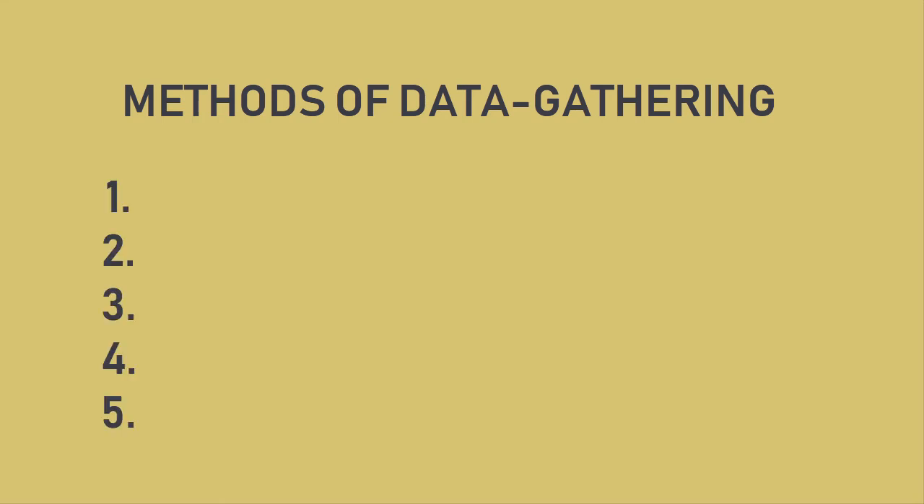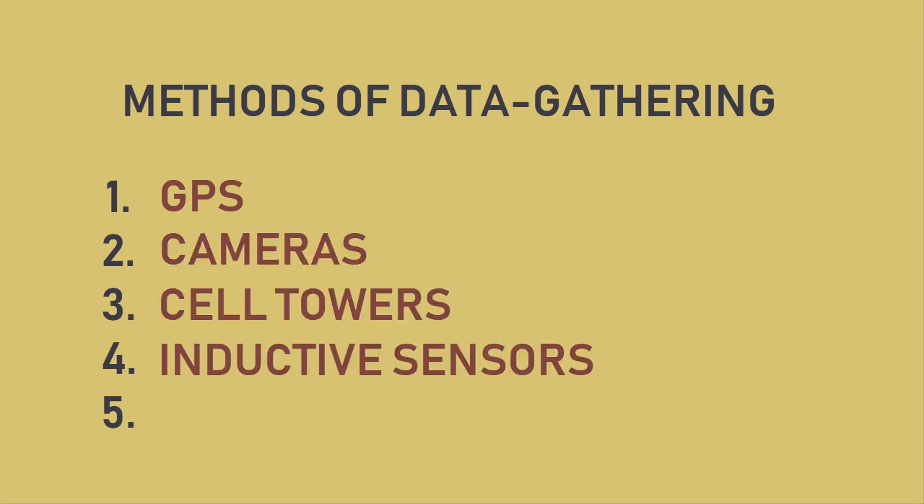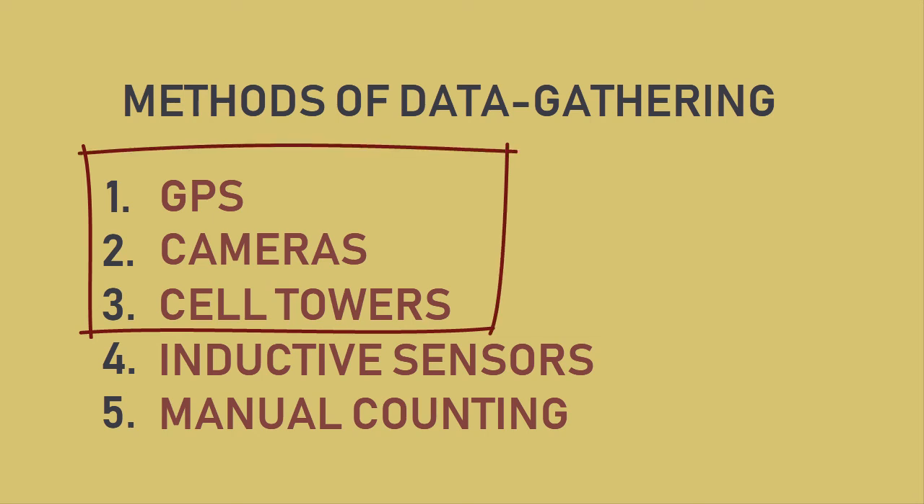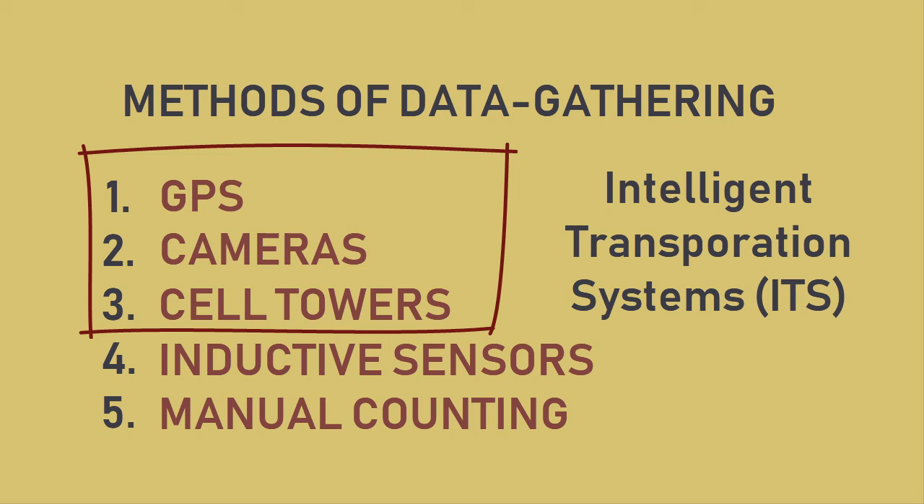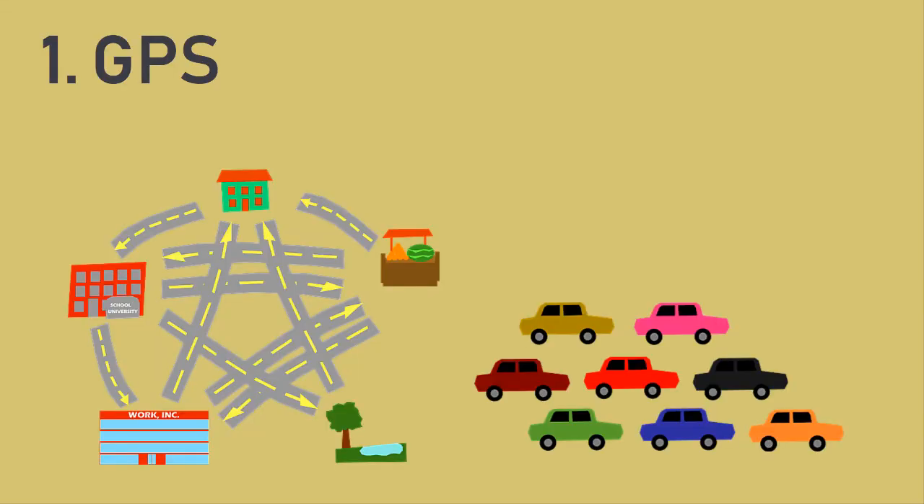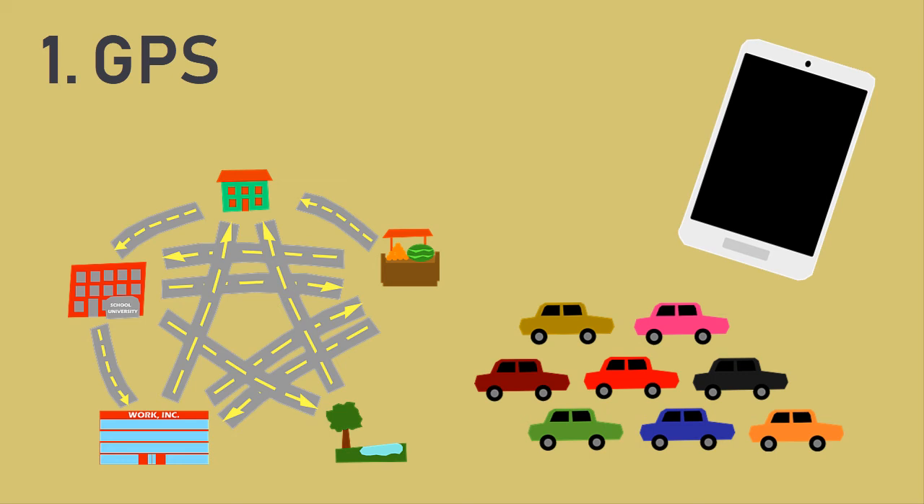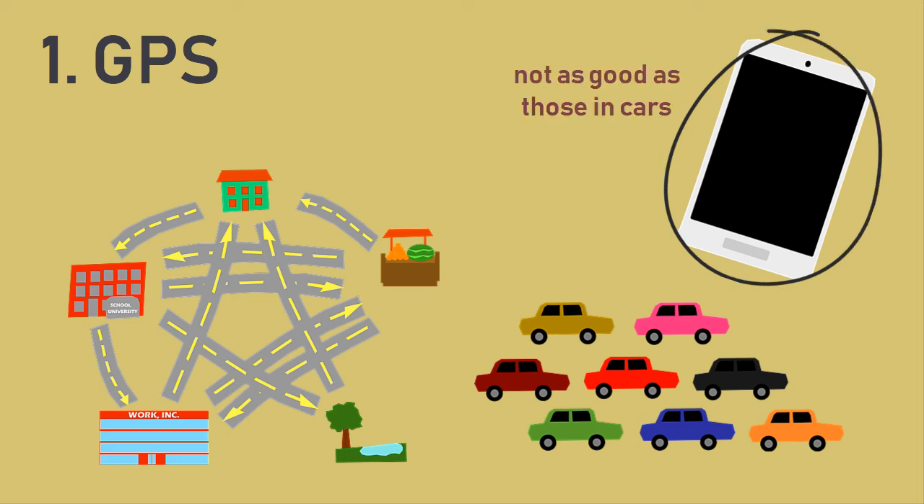We'll discuss 5 major methods to gather the data: through GPS, cameras, cell towers, inductive sensors, and manual counting. The first 3 methods, GPS, cameras, and cell towers, are considered Intelligent Transportation Systems, or ITS. We will discuss ITS further in a future video. Built-in GPS in cars and phones may be used to obtain the trajectories of vehicles with good accuracy and a good amount of data. The most accurate GPS devices are quite expensive, however. GPS in phones are not as reliable as those in cars, but will do as well.